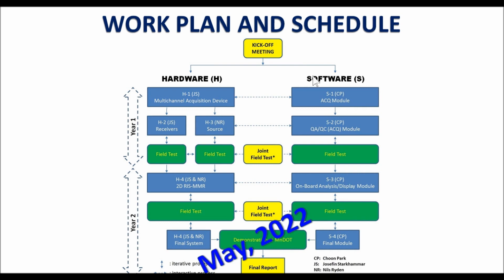Here is the schedule. This will be a 2-year project, and everything will be done by the end of December 2021, but the final demonstration at MnDOT will be done during May of 2022 to meet the schedule of the NRRA meeting. And we will have a monthly Skype meeting to keep track of each other's progress, and we will have an annual joint field test, probably at Lund in Sweden, to calibrate both hardware and software components.